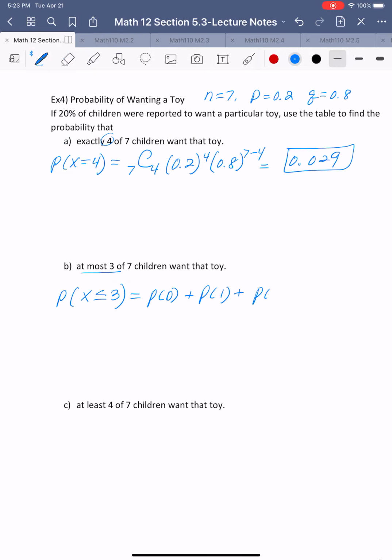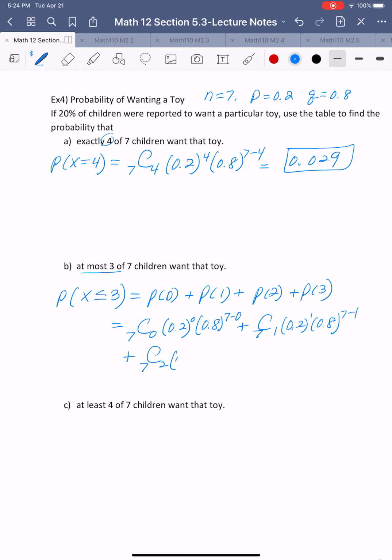And P of 2 and P of 3. So P of 0 means C(7,0), 0.2 to the 0 power, 0.8 to the 7th power, minus C(7,1), 0.2 to the first power, 0.8 to the 7 minus 1. C(7,2), 0.2 to the power 2, 0.8 to the 7 minus 2. And last one, C(7,3), 0.2 cubed, and 0.8 to the 7 minus 3 power.